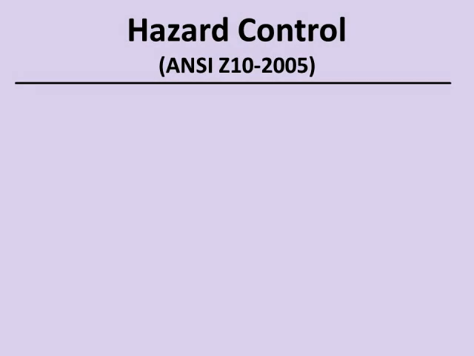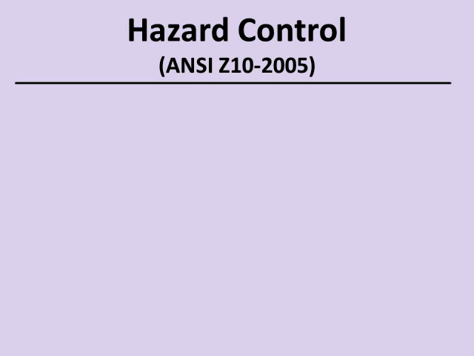A consensus standard known as ANSI Z10 serves as a guide for on-the-job injury prevention in the U.S. ANSI Z10 is published jointly by the American Industrial Hygiene Association and the American National Standards Institute.